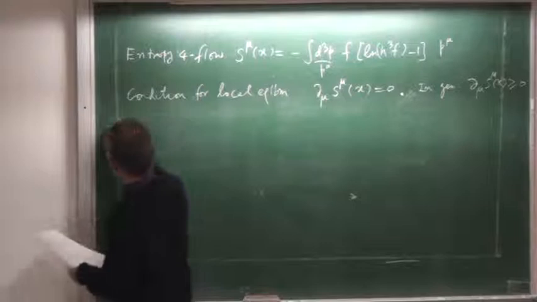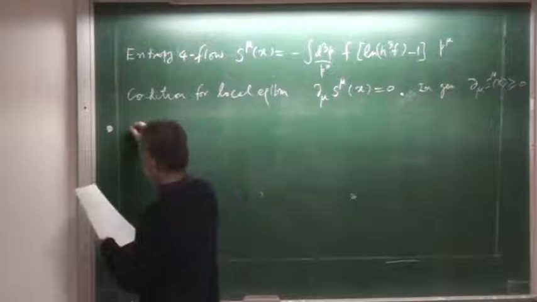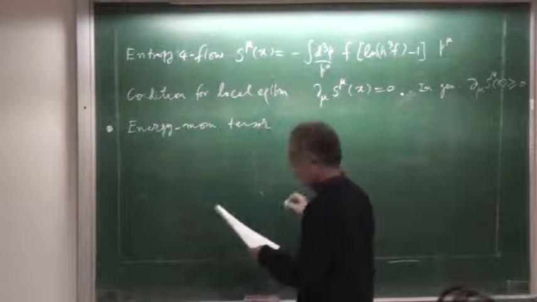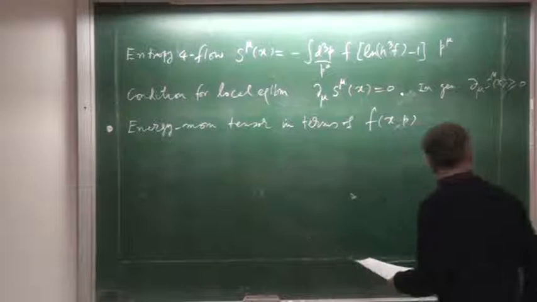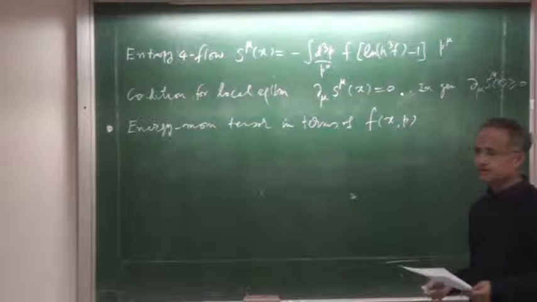So I defined number flow and entropy flow, now I will define the energy momentum tensor in terms of F. Things will be useful to you even if you are not going to work in this area, relativistic transport theory or relativistic fluid dynamics. It's of general utility.